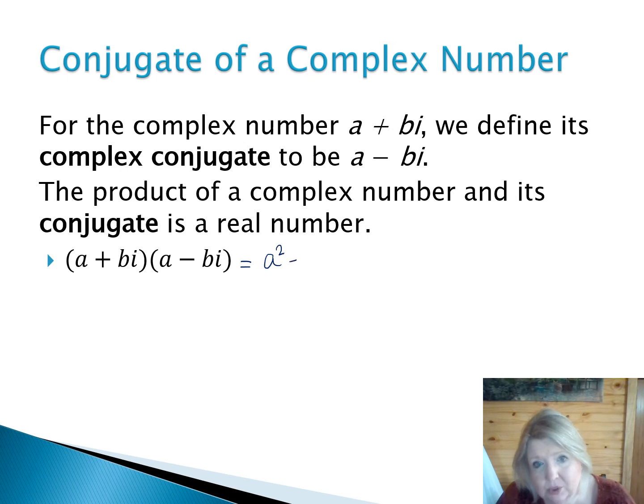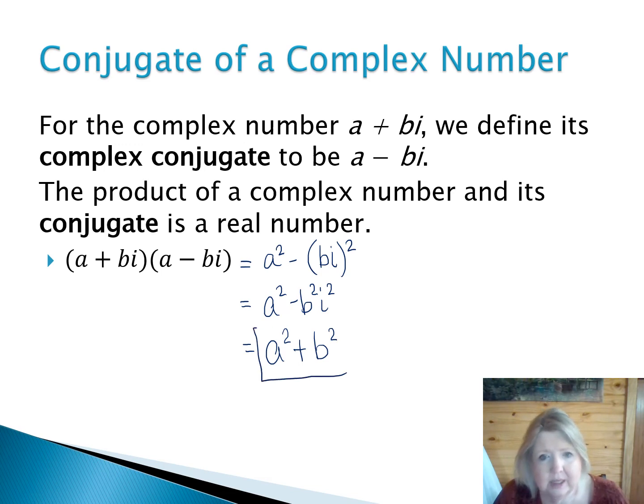So that's going to be a squared minus bi squared. So notice that's a squared minus b squared, i squared. But i squared is negative 1, and negative 1 times negative b squared is a positive b squared. Note, no i's, no imaginary units in there. This is a real number, and it's that sum of squares that we said we could never factor.